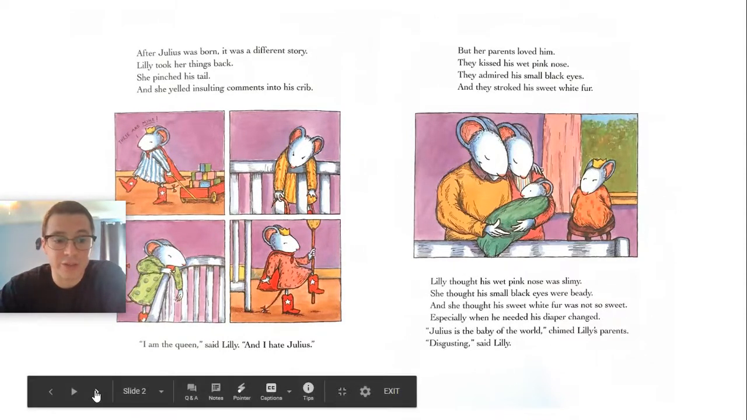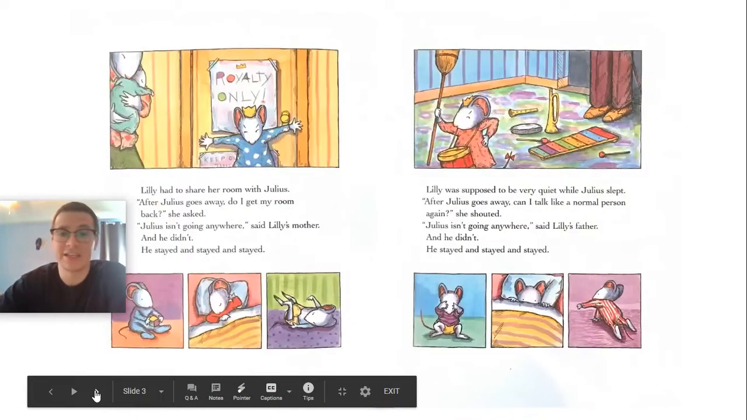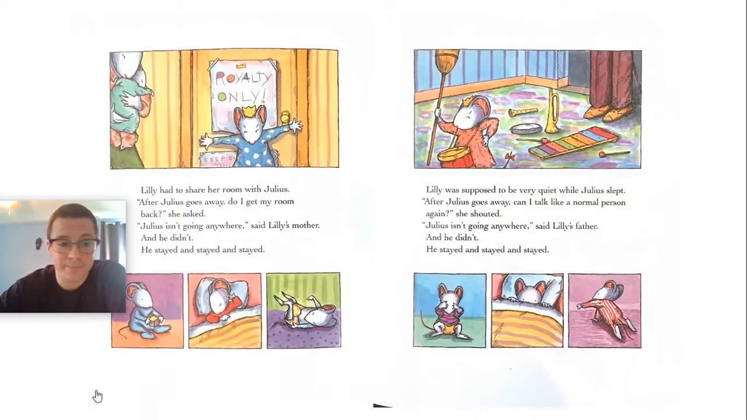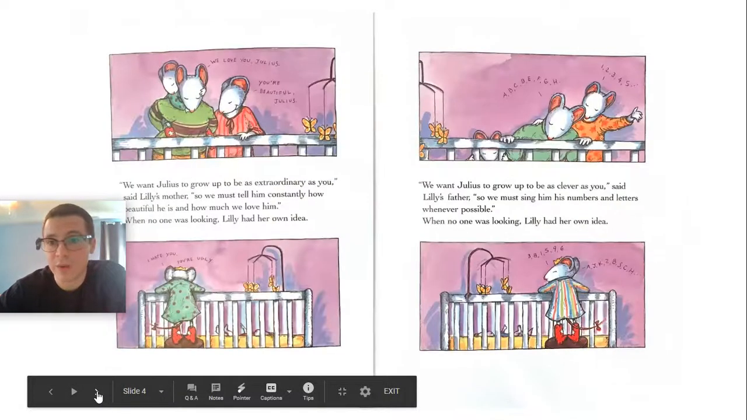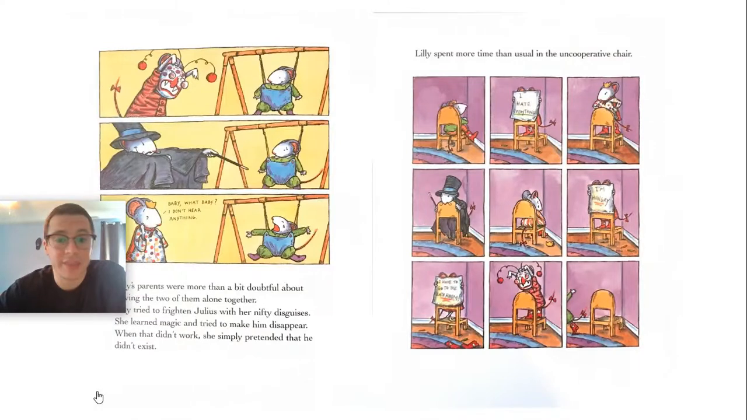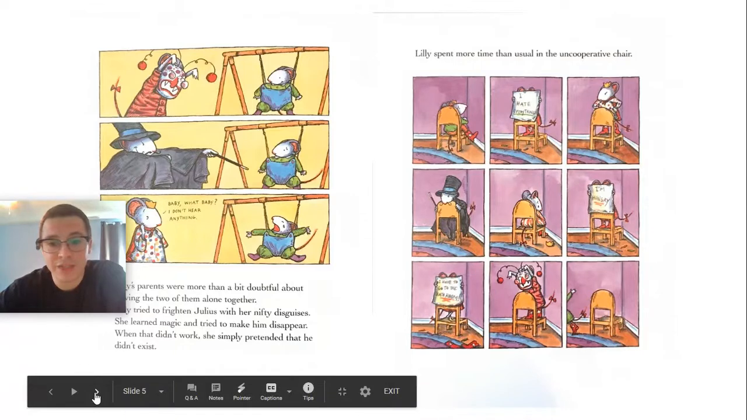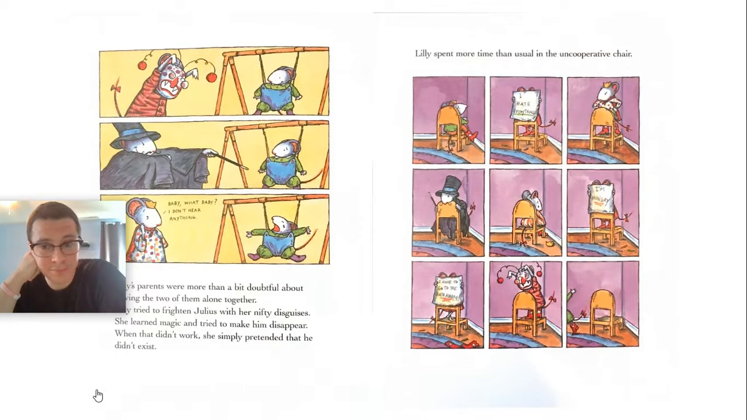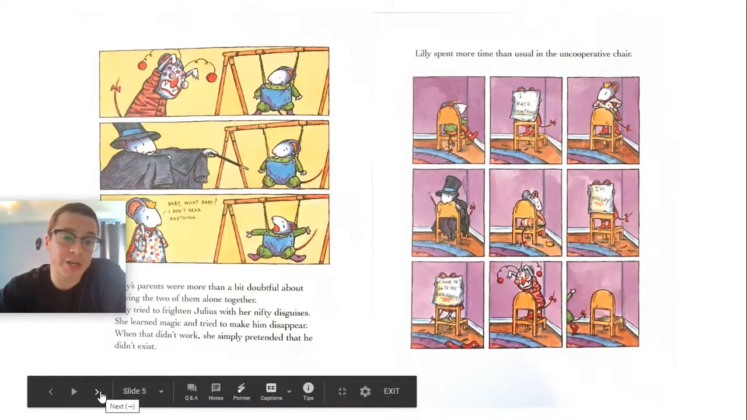She takes back her toys, she pinches his tail, she calls him disgusting. He doesn't want to share her room. She's not respectful of his quiet time. She tries to teach him the wrong things. She ignores him, she scares him, she tries to make him disappear. She is no longer excited about having Julius as a little brother. It seems like she's pretty annoyed that she has to share with him, and is definitely jealous. That's the word that we talked about before. She's feeling jealous about having to share her parents' attention with Julius.